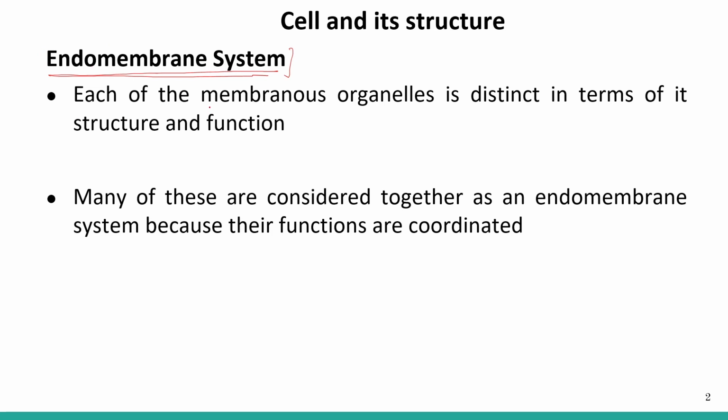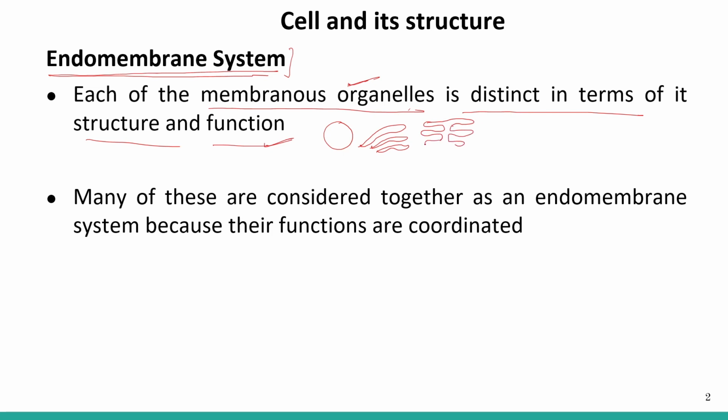Each of the membranous organelles, the organelles which contain a membrane, is distinct in terms of its structure and function. All the membrane bound organelles are very important. Some are spherical in structure, some are in layers of stacked structure, and some form a network-like structure. So there are different types of membrane bound organelles, and they are different in terms of their structure and function.